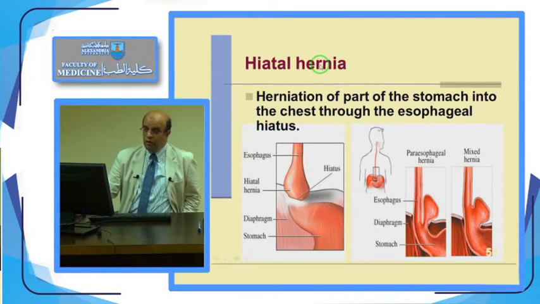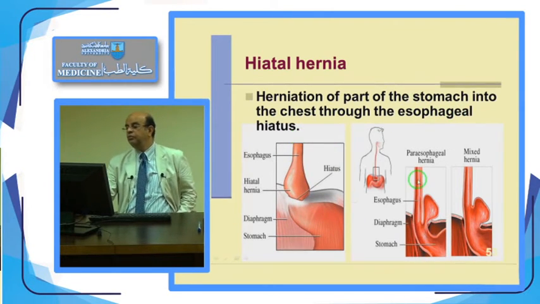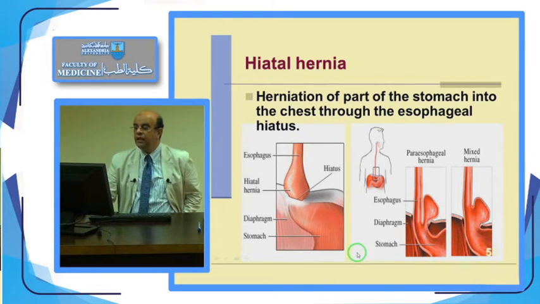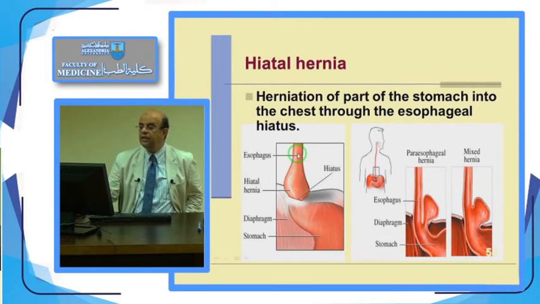Hiatus hernia is one of the other pathologies that could be present in the region of the hiatus. It is herniation of part of the stomach into the chest through the esophageal hiatus. We have two types of hiatus hernia: the sliding hiatus hernia, where the stomach and the gastroesophageal junction herniate into the chest, and the other is the paraesophageal hernia.